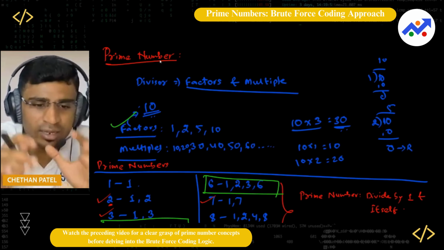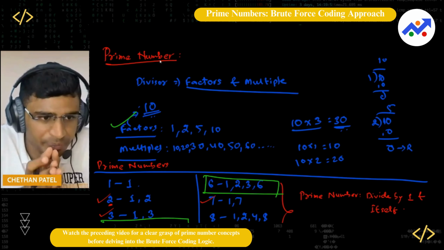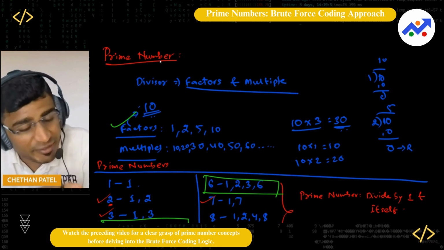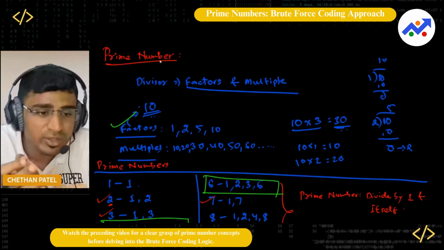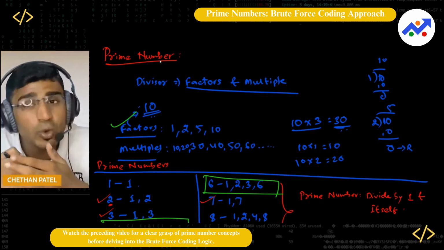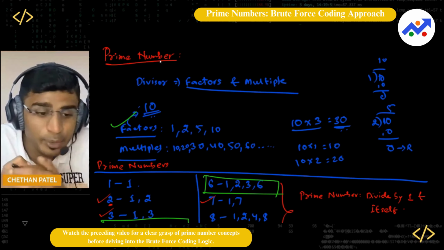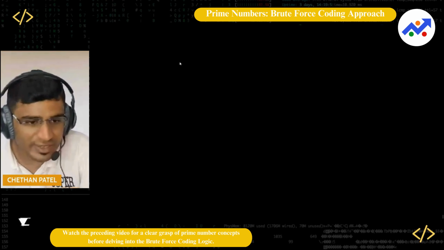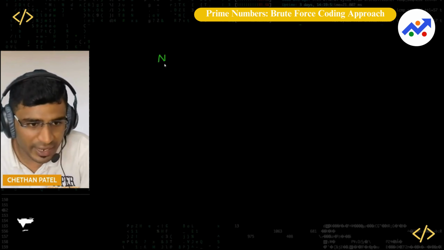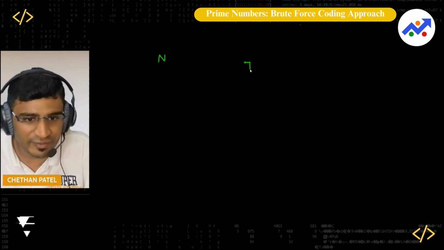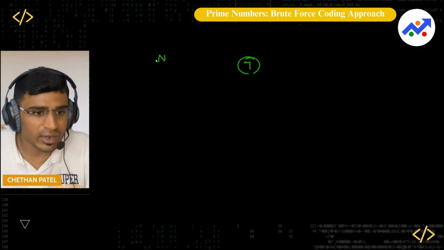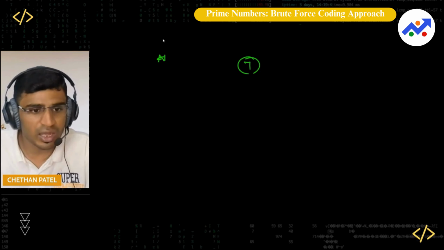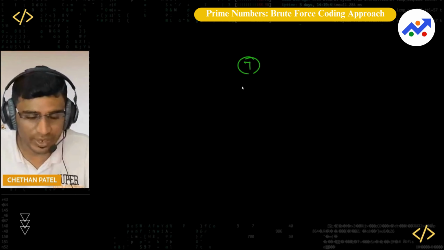Complete the logic to identify whether the given number is prime or not. It's not good if you go with the brute force approach, because every time, suppose I want to say whether this number n, let's say 7, is prime. How can I identify that?